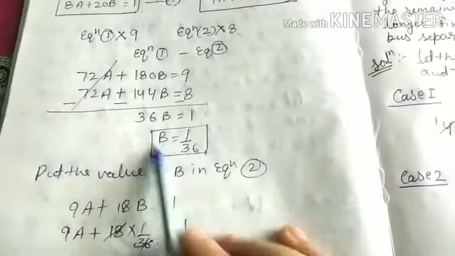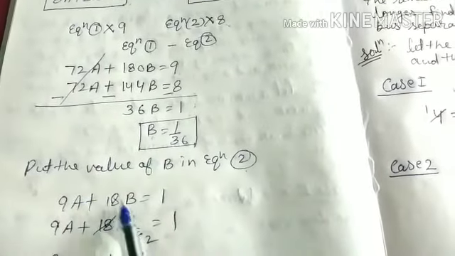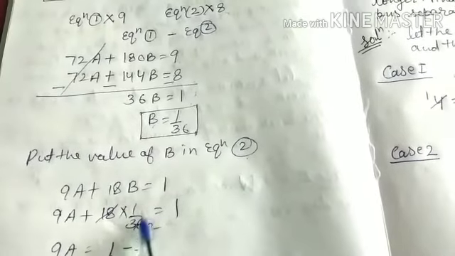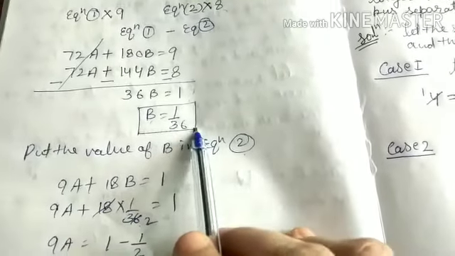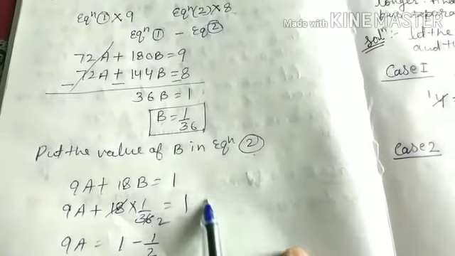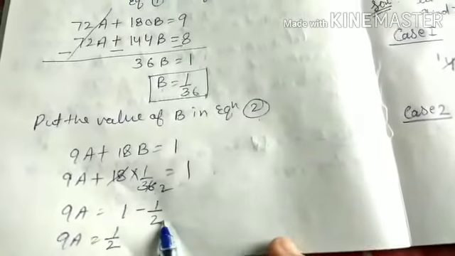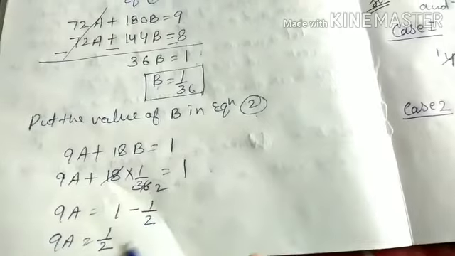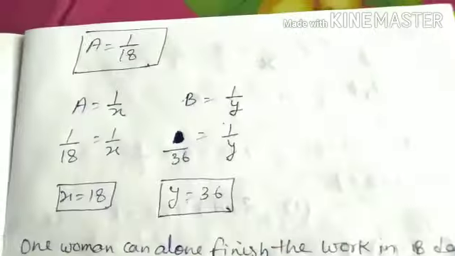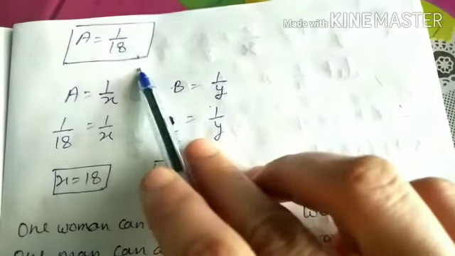Now we will put the value of b in equation 2, that is 9a plus 18b is equal to 1. 9a plus 18 into 1 upon 36, this is the value of b we have. 18 divided by 36 is half, and it will go with the negative sign. 1 minus half is equal to half. 9a is equal to 1 upon 2. Then a is equal to 1 upon 18.